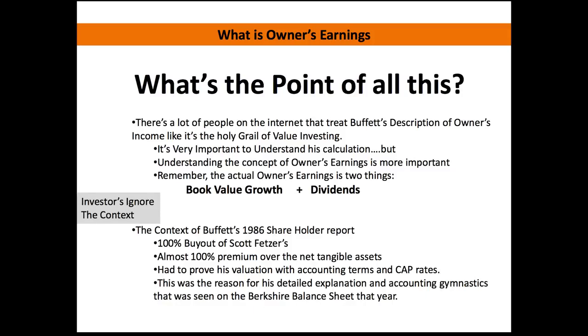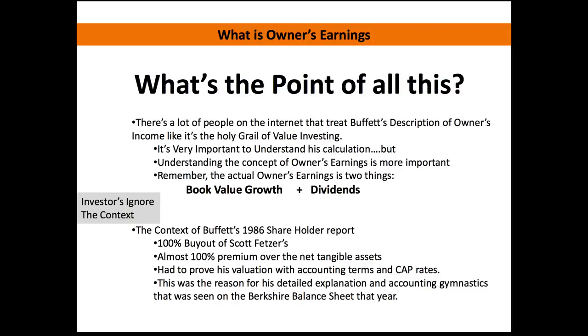Okay, so in order to understand why a lot of people on the internet are placing so much value in his calculation, it's because they're kind of ignoring the context in which his shareholder letter was written. Back in 1986, when Buffett wrote this, the reason he was explaining his opinion on how to calculate owner's earnings was because he was conducting a 100% buyout of a company called Scott Fetzer. And when he was doing that, he was paying almost a 100% premium over the net tangible assets that the company was listed for on their income statement and their balance sheet.